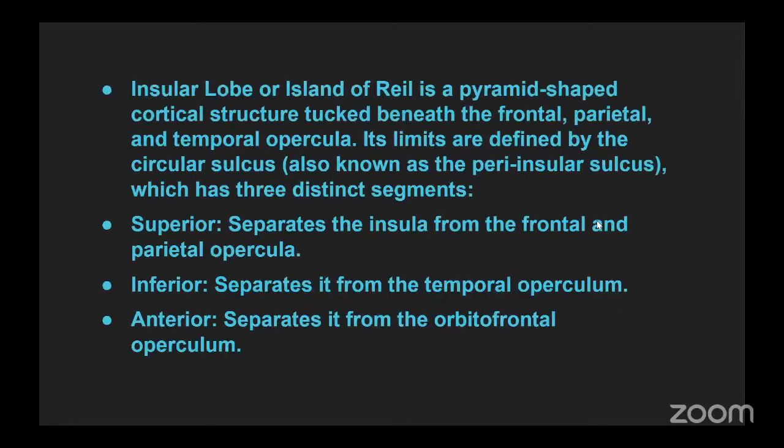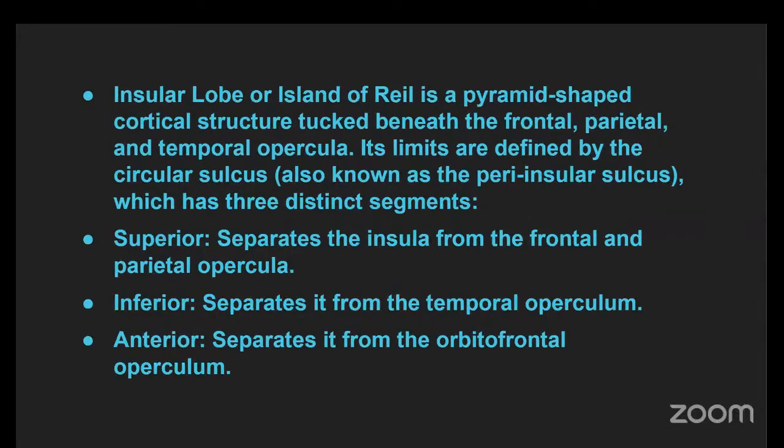So it's also the fifth lobe of the brain. It is also called island of Reil, usually pyramid shaped. It's a cortical structure. And it is different because it lies under two other cortices. So it's hidden. You cannot see it from the lateral surface. Limits are defined by the circular sulcus. We all know that. I'm going to show you the images, so whatever I'm saying makes more sense.